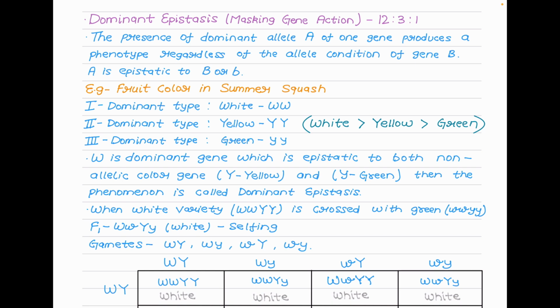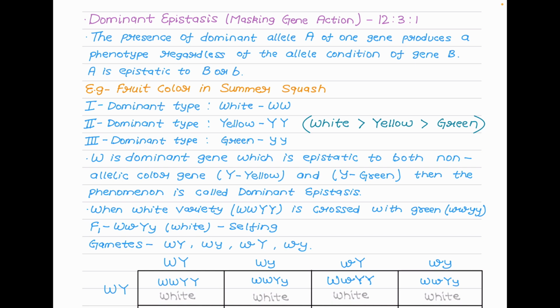There are two genes involved, gene W and gene Y. Gene W controls whether pigment is deposited at all. If the dominant allele capital W is present, pigment deposition is blocked and the fruit remains white regardless of the other gene. And gene Y determines the actual color when pigment deposition is allowed. Capital Y produces yellow fruit while small y produces green fruit.